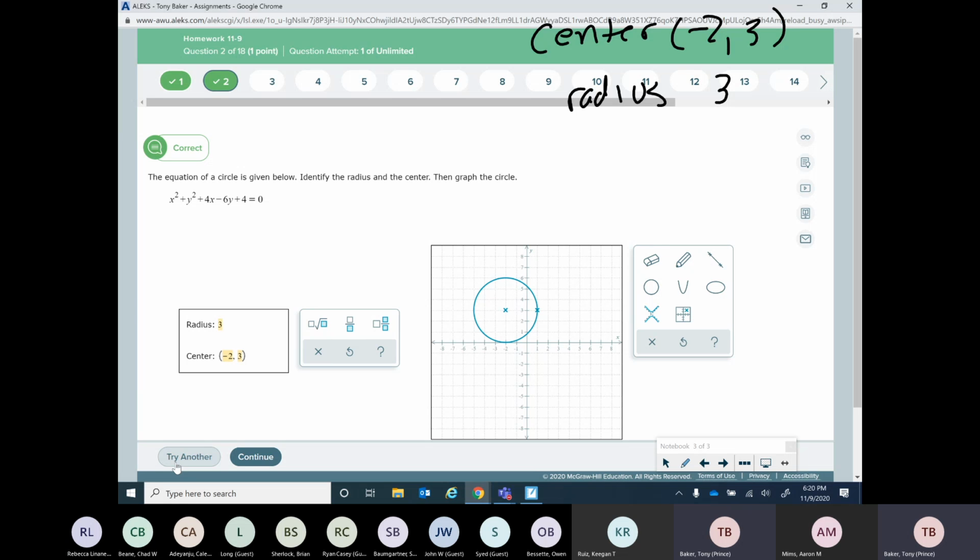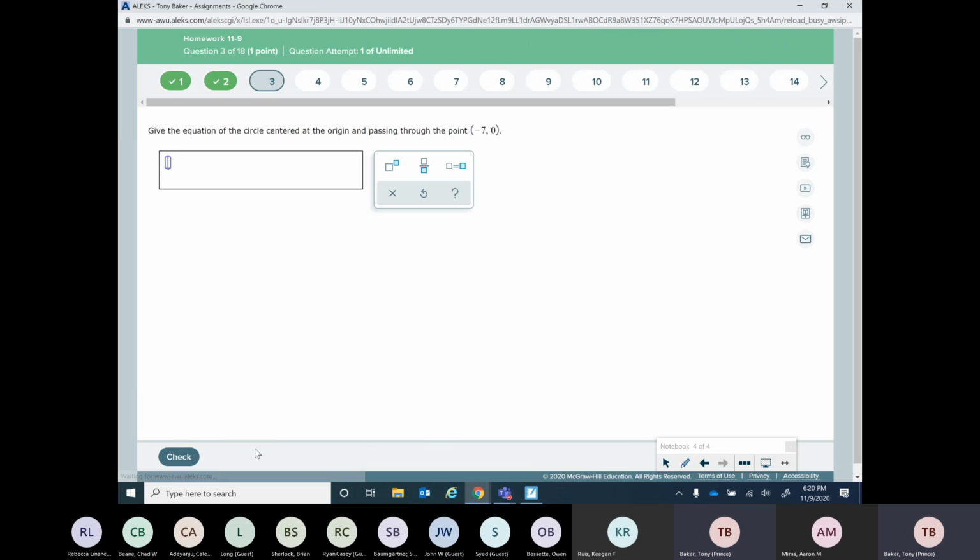So a lot of the stuff that we're working with, we're doing the circles, even the ellipses and the hyperbolas, is going to be making sure you know how to factor and to be able to find perfect squares. All right, the next one.